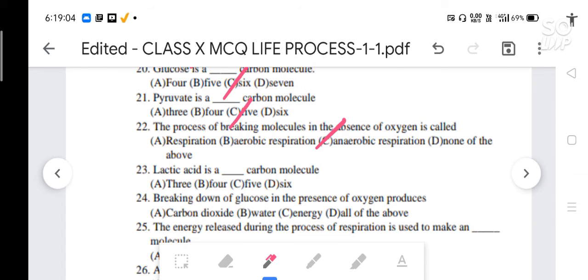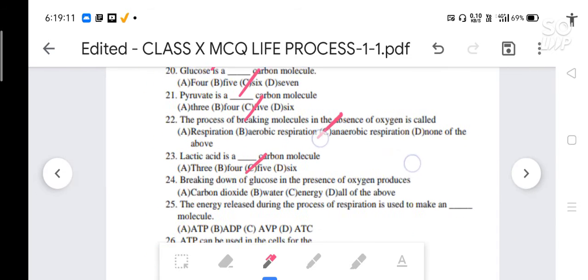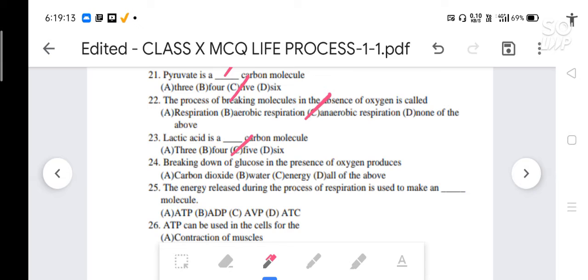Lactic acid is a dash carbon molecule. How many carbon molecules are present in lactic acid? So the correct option is 5. Breaking down of glucose in the presence of oxygen produces, means when glucose breaks down in the presence of oxygen, which of the following are produced? Carbon dioxide, obviously, water, energy, both, so all the above is the correct option.